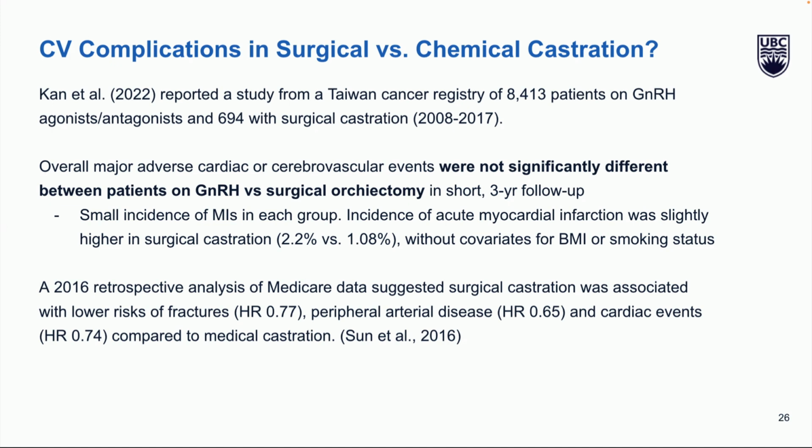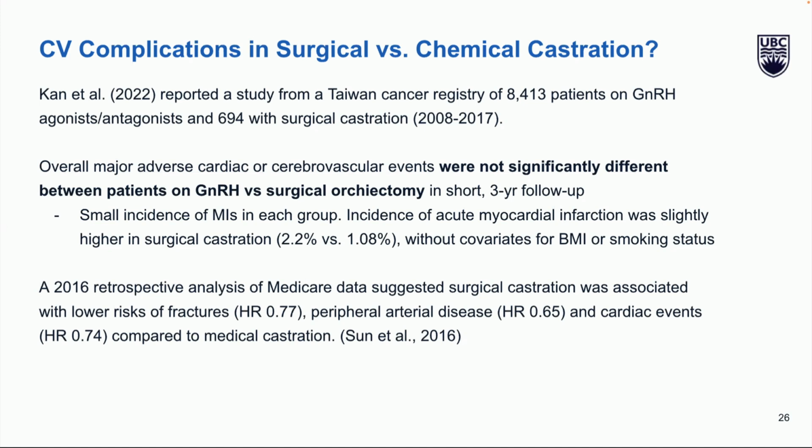There are usually smaller cohorts in these larger cancer registries that are orchiectomized, and so they provide somewhat of a context. One of these papers was by Kan et al. in 2022 from a Taiwan cancer registry, and they reported that the overall risk of major adverse cardiac or cerebrovascular events in a short follow-up period was not significantly different between the patients that underwent surgical or chemical castration, though they were likely underpowered to assess this given the low incidence of MIs. Things that could not be controlled as covariates included BMI and smoking status.